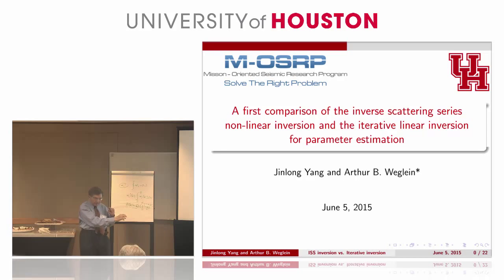What does the inverse scattering series do to get C1 from that reflection? What exactly does it do? Then what does iterative linear do? Assume you have no bandwidth problems. Okay? We're not looking at that issue.